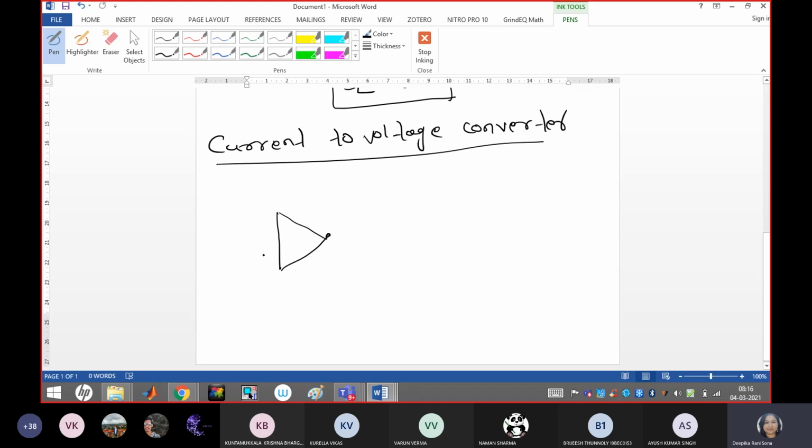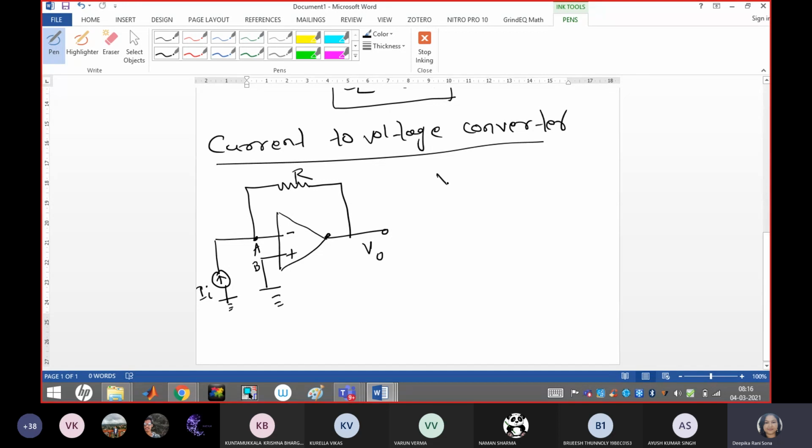V naught should be proportional to II. So for this, we take current as the applied input source, and this is II, and another terminal is grounded, and here we use the feedback resistor as R, and this is the V naught. Here I have II, here suppose the terminal A, here it is B.